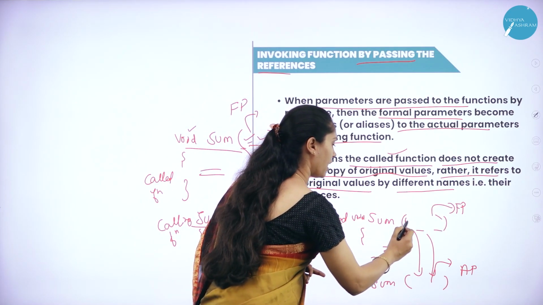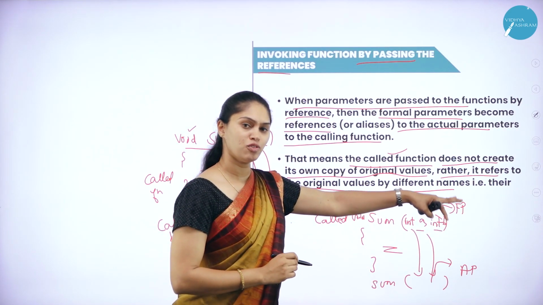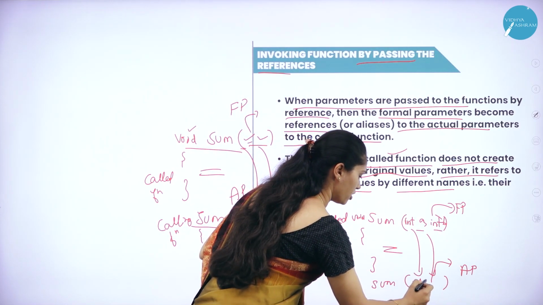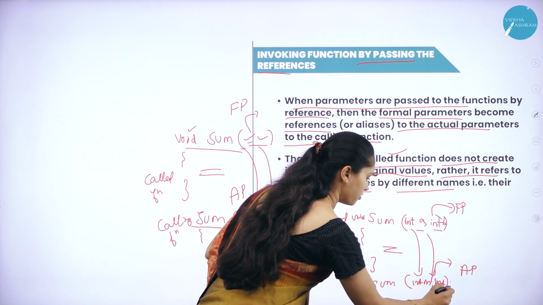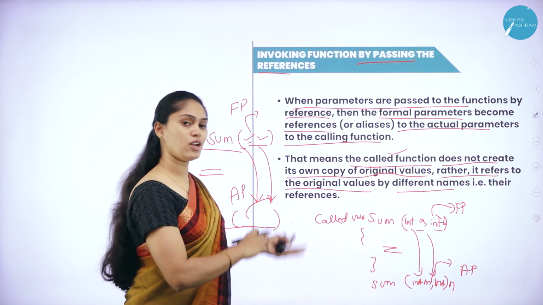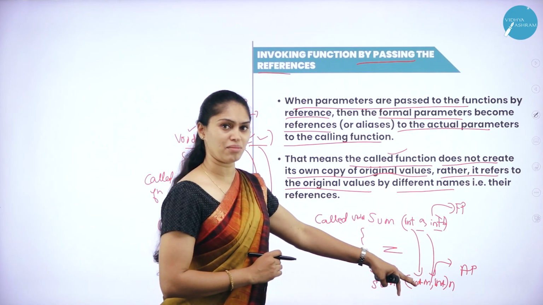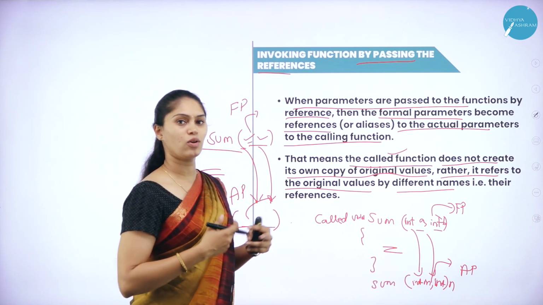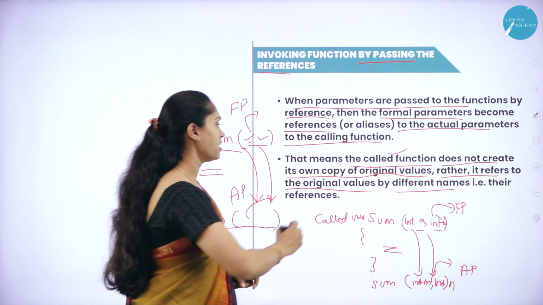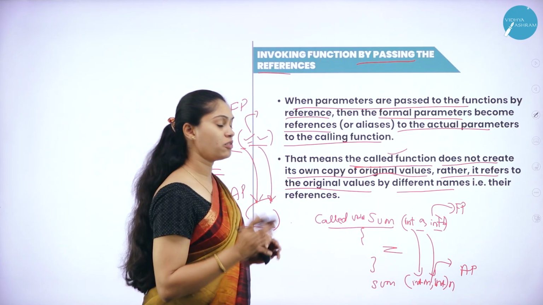For example, here I have int a, int b. Consider a and b as the formal parameters. So a will refer to m and b will refer to n. It won't create its own copy. Instead, it will have an alternative name, an alias name, for the actual parameter. So on these parameters it will work. You have to be careful here. So what it means is that the called function does not create its own copy of the original value.